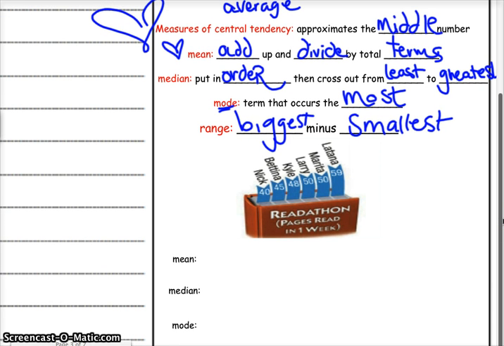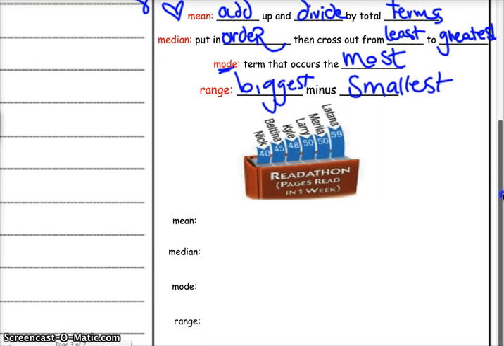All right, so all of these are a way to represent a middle number. And they all come up with a usually slightly different middle number. And that's what we're going to be able to do today. We're going to be able to see which one is the best one to use for a particular situation. So given this table, looks like a readathon, pages read in 1 week. I always read the title of my tables. We want to find the mean, median, mode, and range.